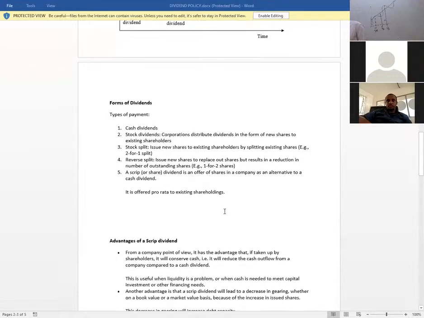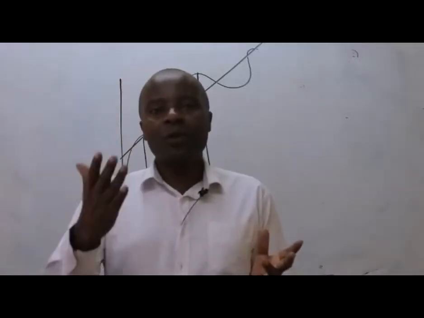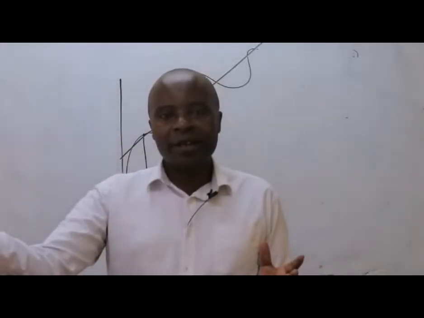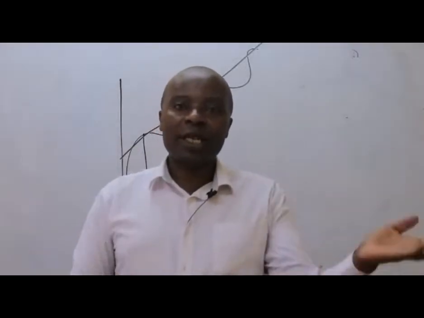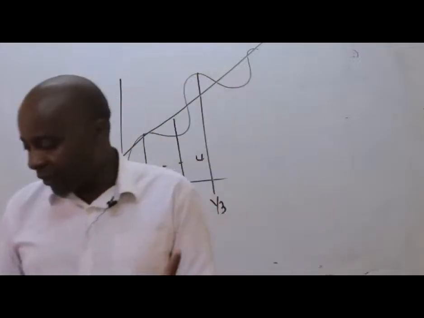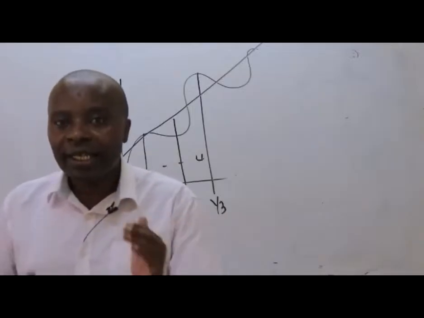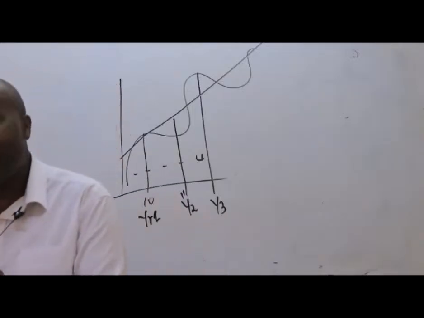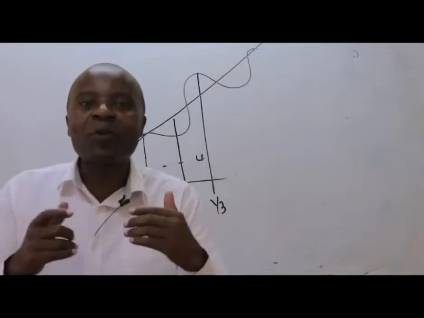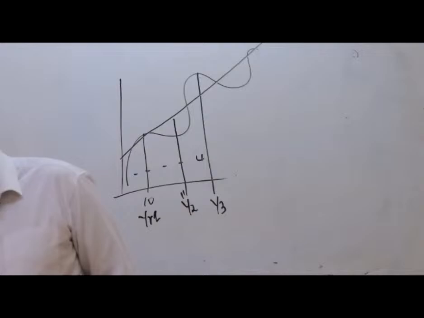So under scrip mode, ladies and gentlemen, we are giving you two options. Either you take a cash dividend here, or you take, in this case, shares. So we're giving you an alternative scrip. Very important. But all in all, you're giving out shares because, at the end of the day, you want people to take up shares since you may not have the money.